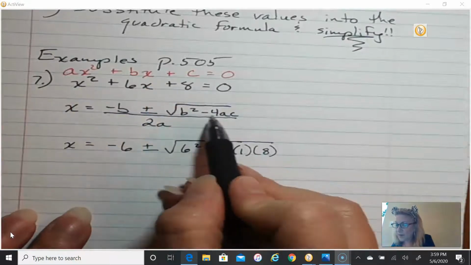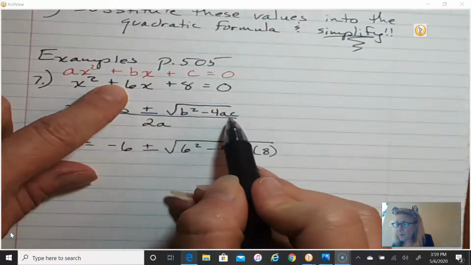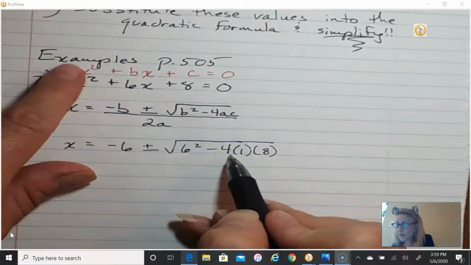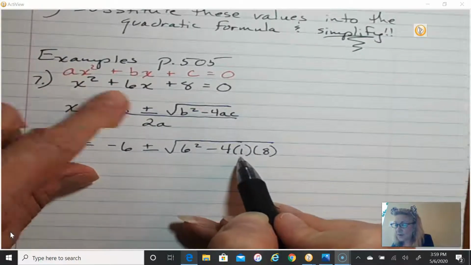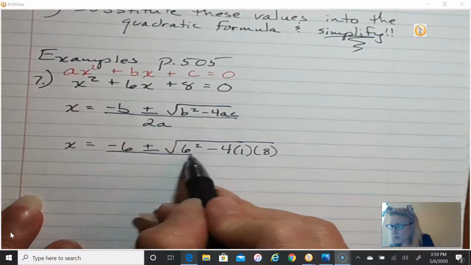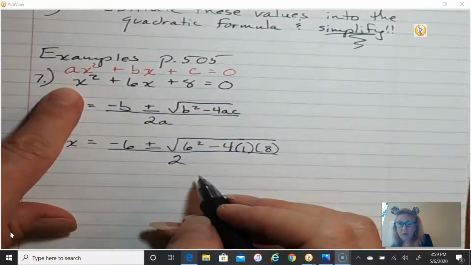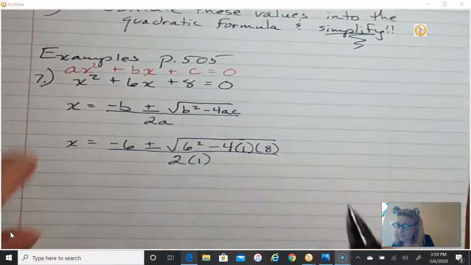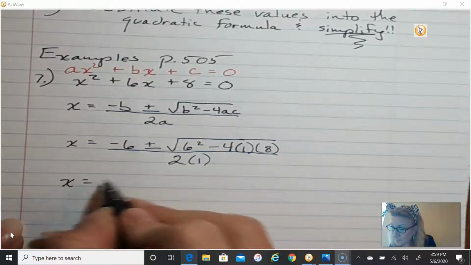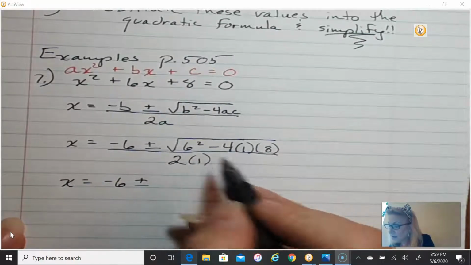So see, I'm plugging it all in. b squared, 6 squared, minus 4ac, 4 times a, which is 1, times c, which is 8, all over 2 times a. Well, a is 1. So 2 times 1. Okay, so now we simplify. Negative 6 plus or minus, we work inside here.